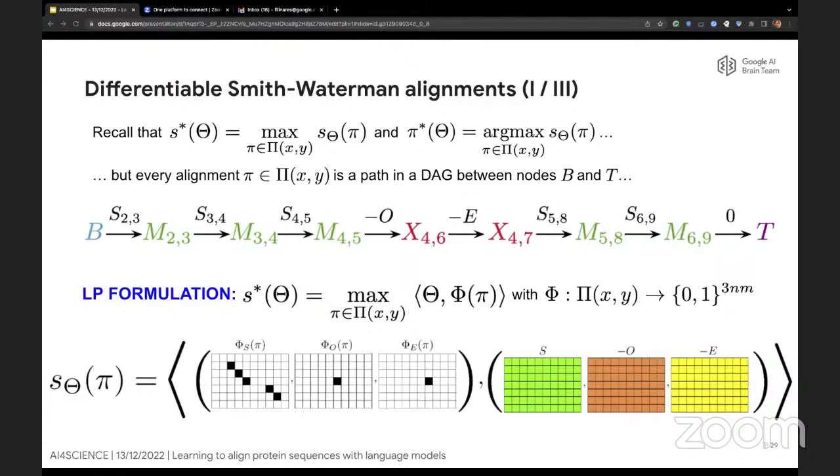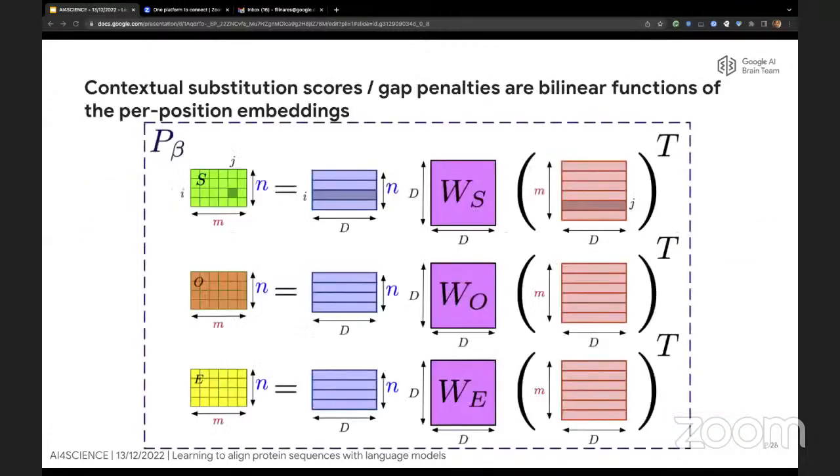So basically this theta has the substitution scores and the gap penalties. Before, these were just based on this table. But now these are just an output from the transformer. These S, O, and E are now basically the output of these bilinear maps that depend on the embeddings. So you feed the full pair of sequences into the transformer, and then you get almost like a single triplet of matrices, and you use it to align.